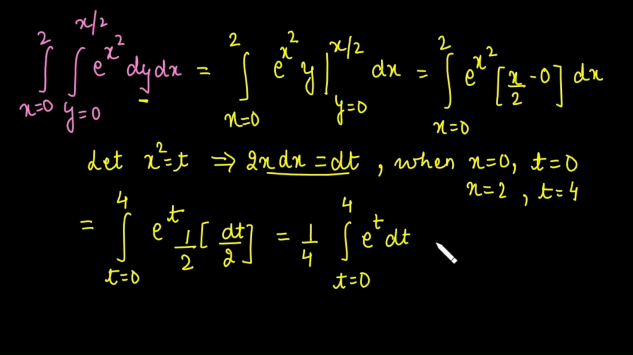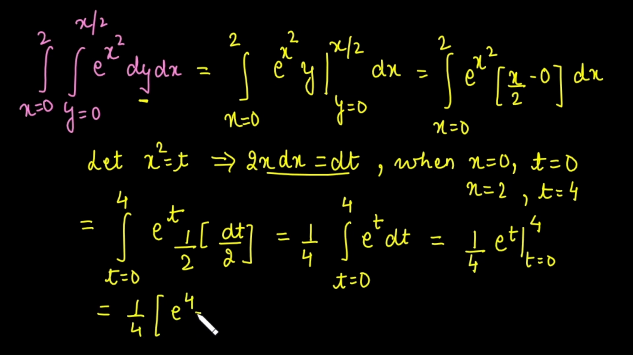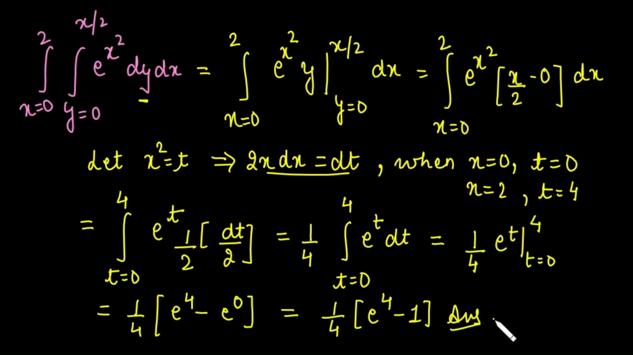The integration of e raised to power t is e raised to power t. The lower limit is t equal to 0, the upper limit is 4. This 1 by 4 is as it is. This is equal to 1 by 4 times the upper limit e raised to power 4 minus the lower limit e raised to power 0. This is equal to 1 by 4 times (e raised to power 4 minus 1). And hence this is the answer of this integration.